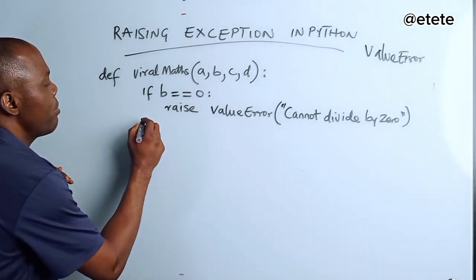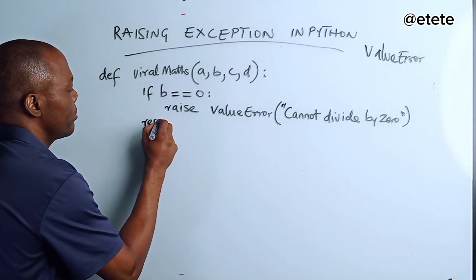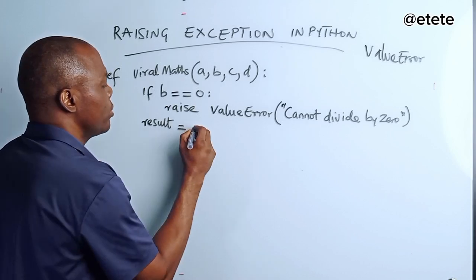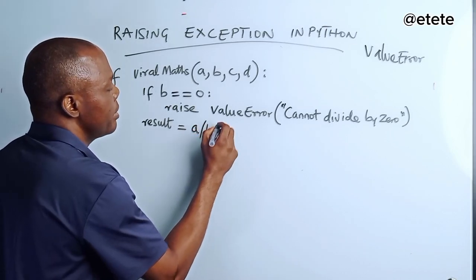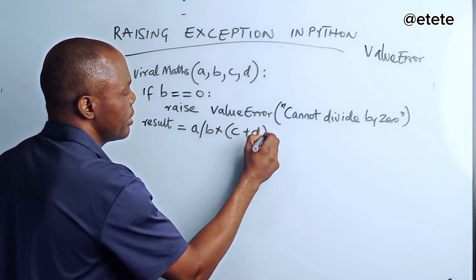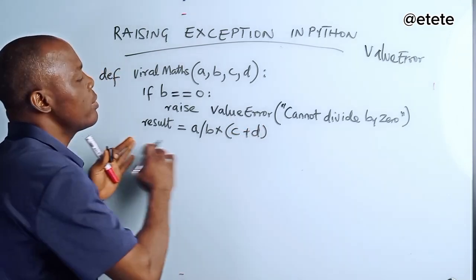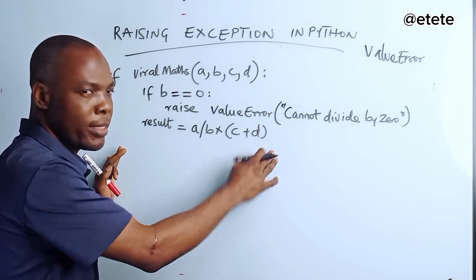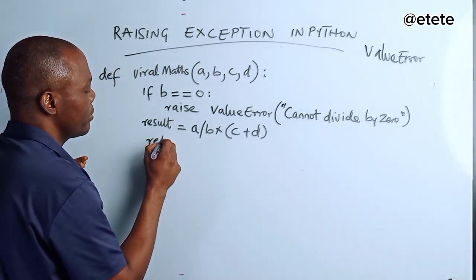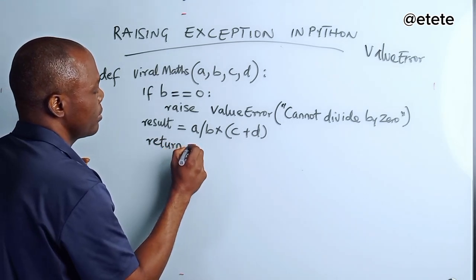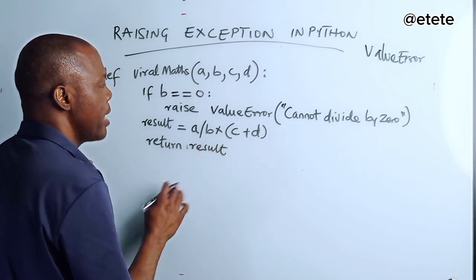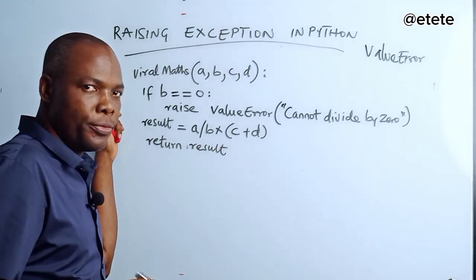Now, I will come here. I will say result, and I will assign my calculation, which is A divided by B, multiply, then C plus D. If you have been following me by now, you should have this mathematics in your brain. All right, so this is it. Then I will say return result. So I have created my function.